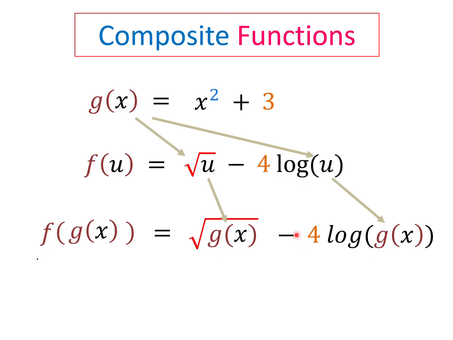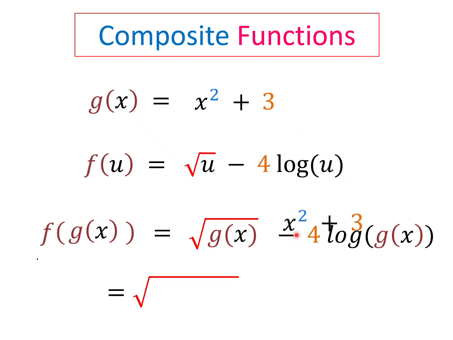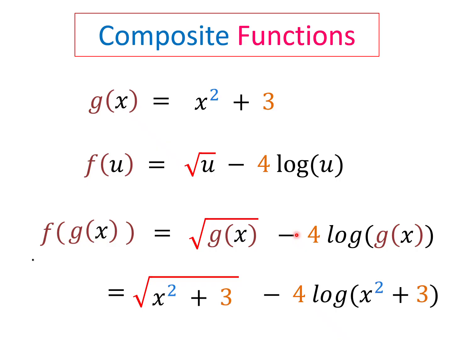Now we will replace g of x with its original definition, that is x square plus 3. So after replacing g of x with x square plus 3, we are getting the function f, here f in terms of x, independent variable.